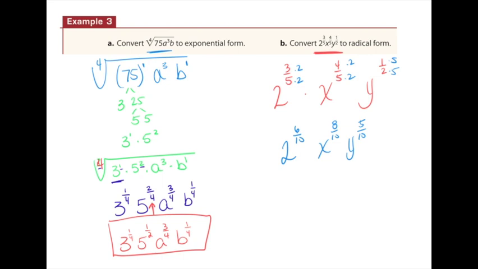And now that they all have the same common denominator, I can rewrite it all under one radical. My radical has an index of 10 for all three of them. And then I have 2 to the 6th power, x to the 8th power. I'm only using my numerators now, and y to the 5th power. And of course, 2 to the 6th can actually be simplified. 2 to the 6th is actually 64. So now I can say 64, x to the 8th, y to the 5th. And that would be going from rational exponent to radical.